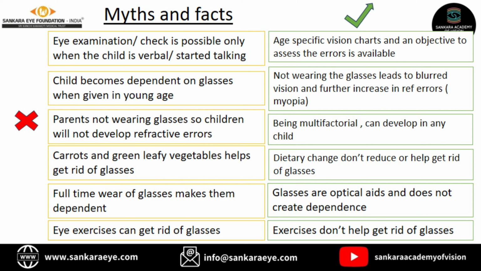That is, from the age of 5 or before the age of 5, you need an eye exam to be done. The eye examination does not need the child to be verbal. So we check them at the age of 5 or before using an age-appropriate chart, or use objective methods to check if the child needs glasses.